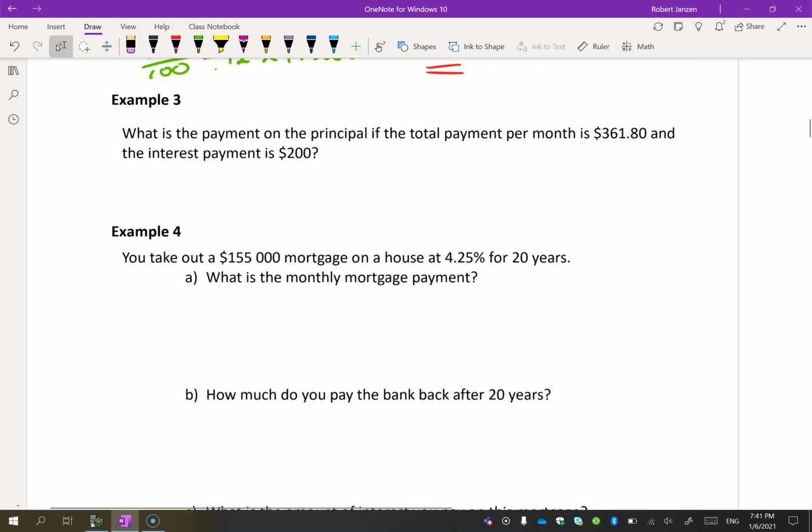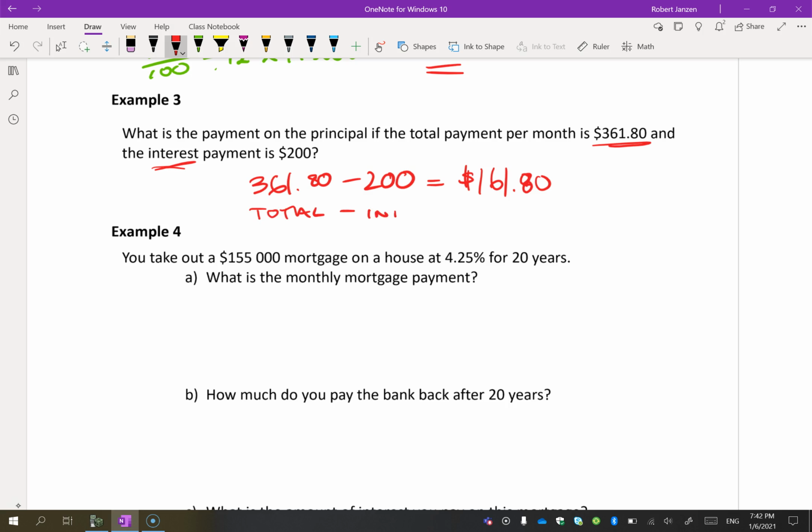Okay, example 3. What's the payment on the principal if the total payment per month is $361.80 and the interest payment is $200? Okay, so this is the total and this is the interest. So if I go $361.80, take away $200, what do I get? I get how much is paid towards the principal. Okay, so total take away interest equals principal.